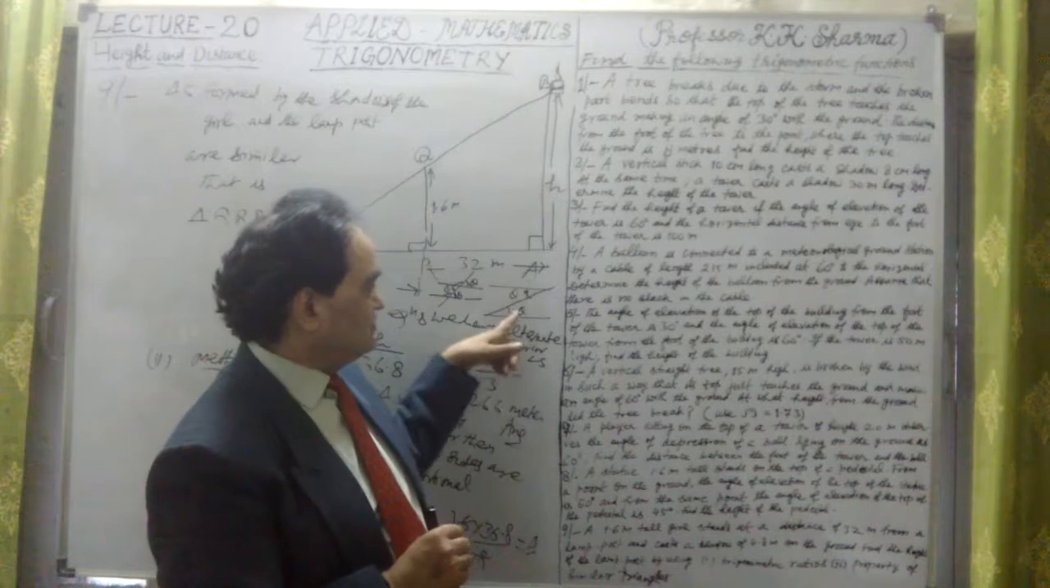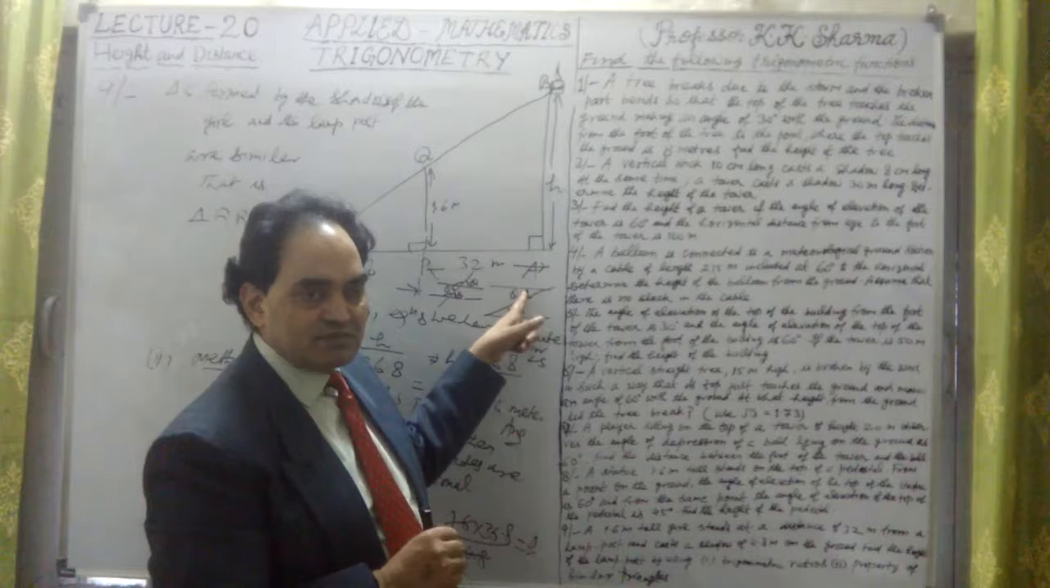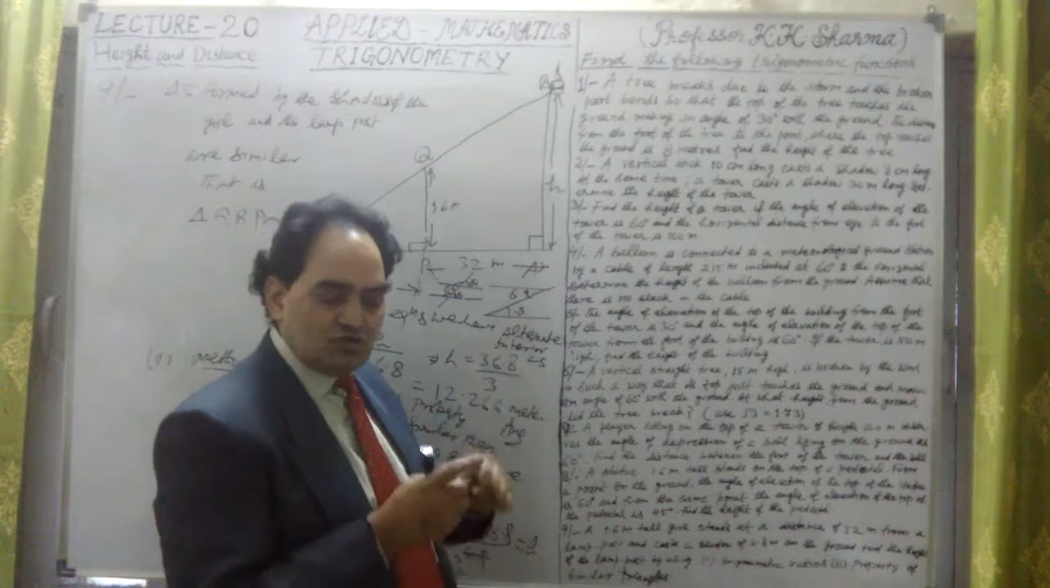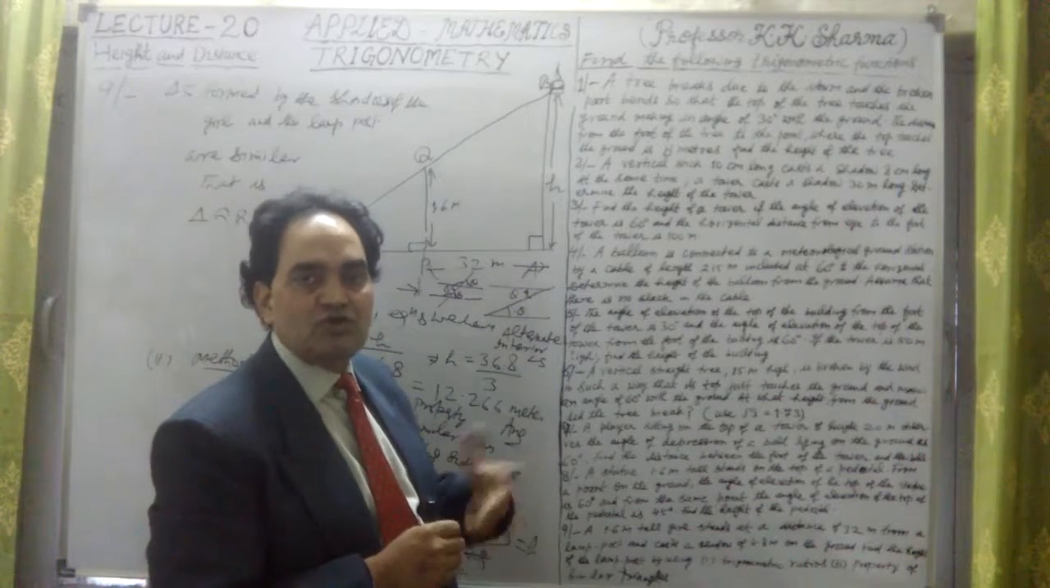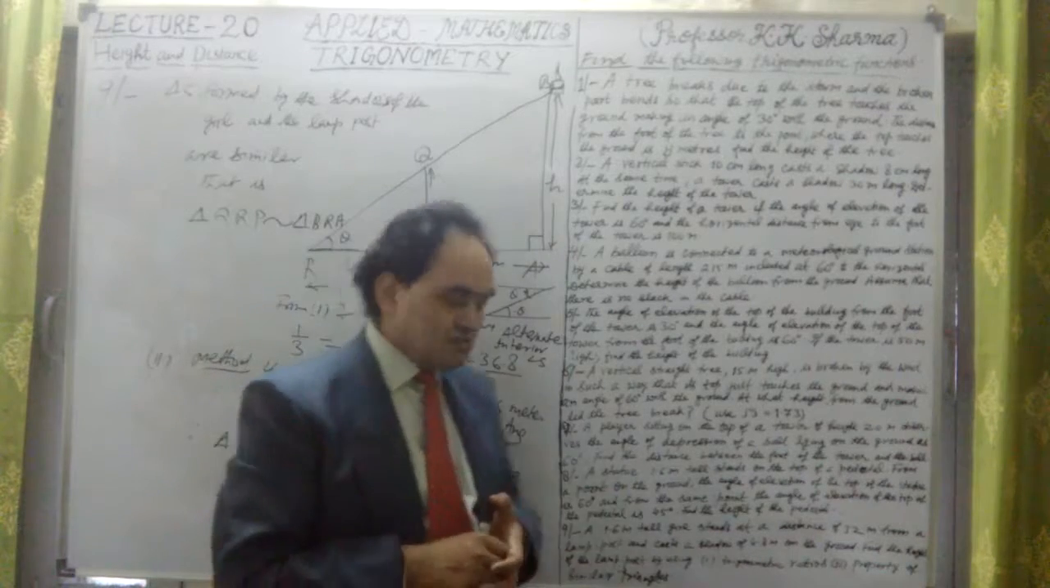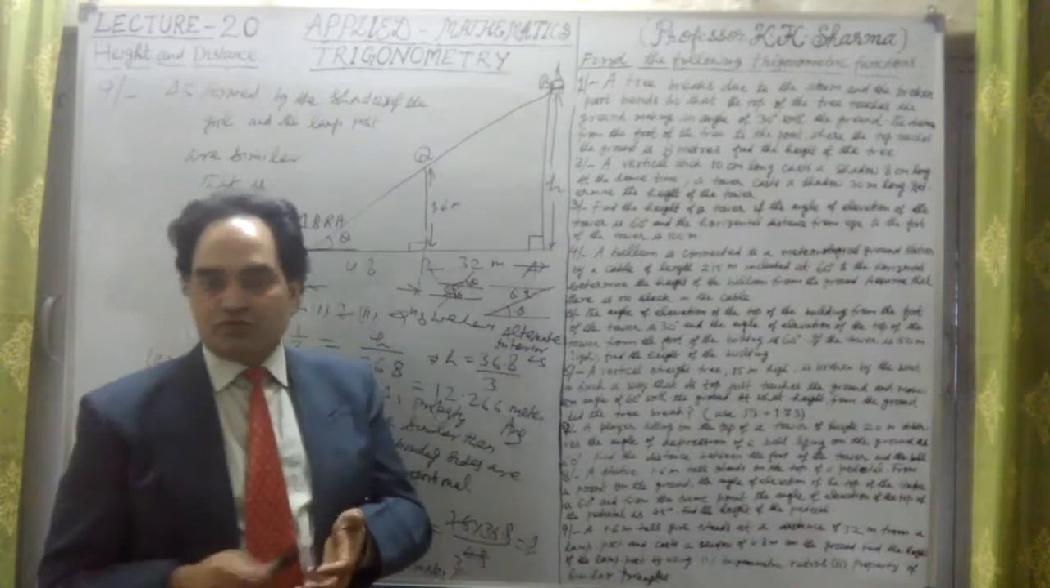So I've just told you, this angle equal to this one, angle of depression is equal to angle of elevation, because they are alternate interior angles. They are equal. Okay, so this ends your topic of today.